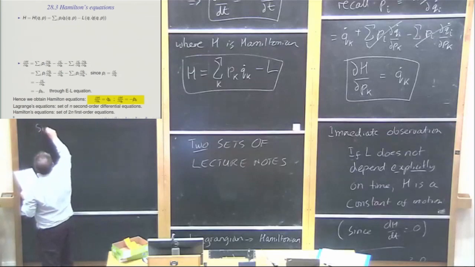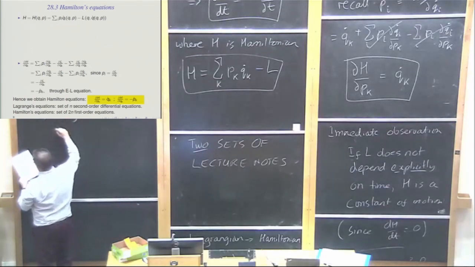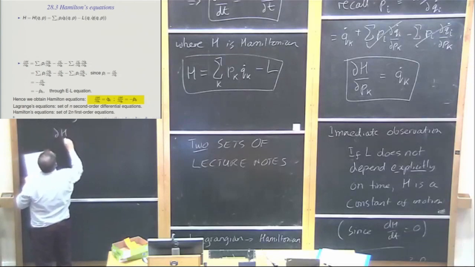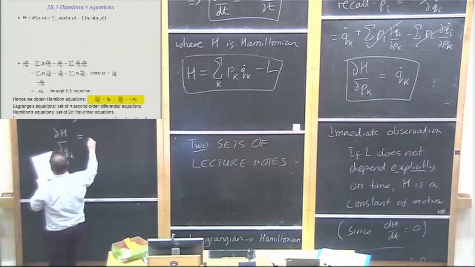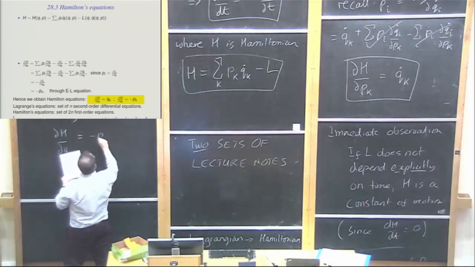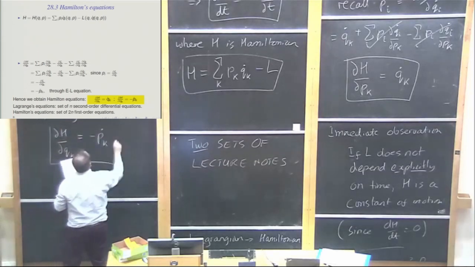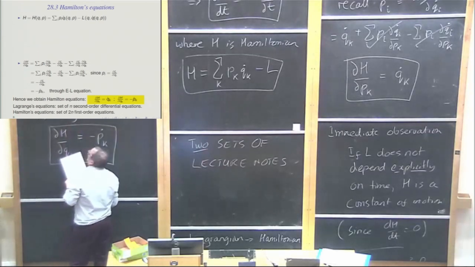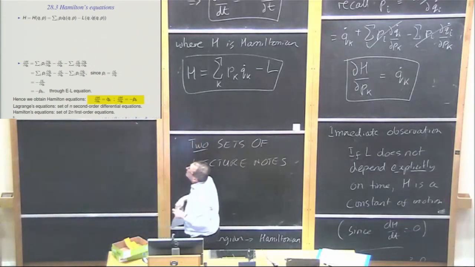But what we would also like to do is work out what dH with respect to dq_k is, and that turns out to be minus p_k dot. Again, a very compact expression. Okay.